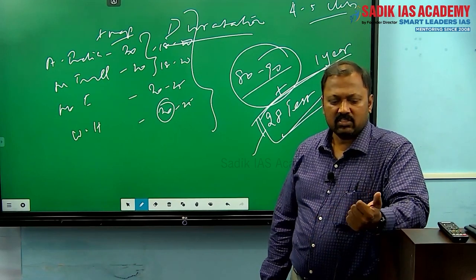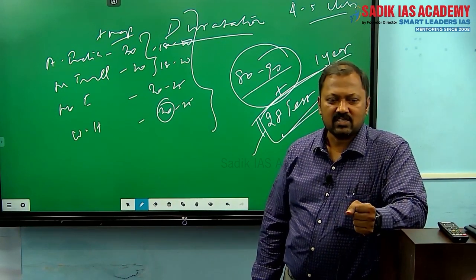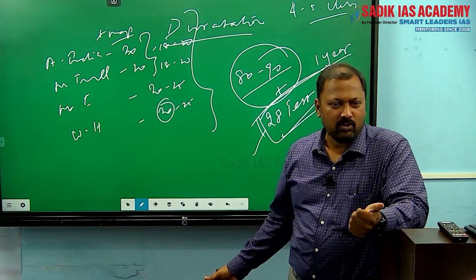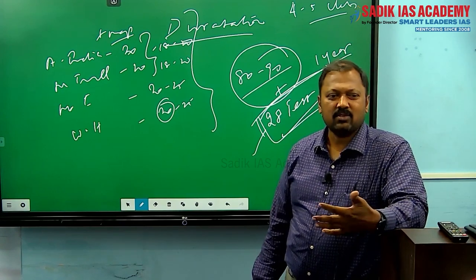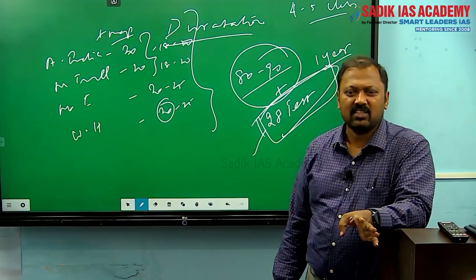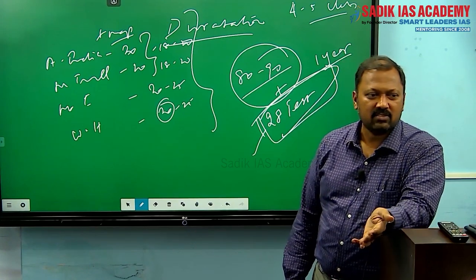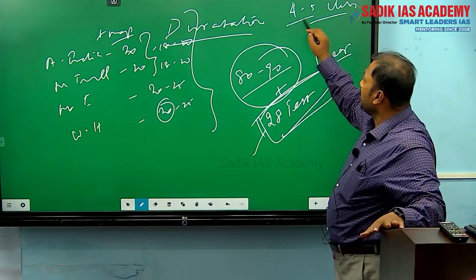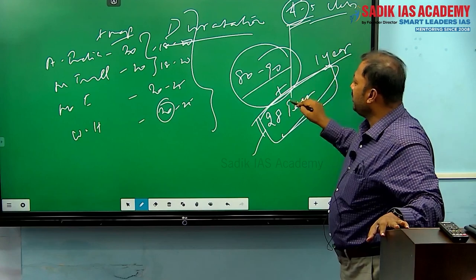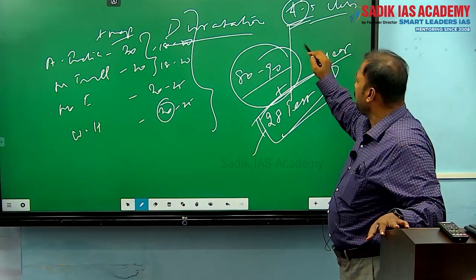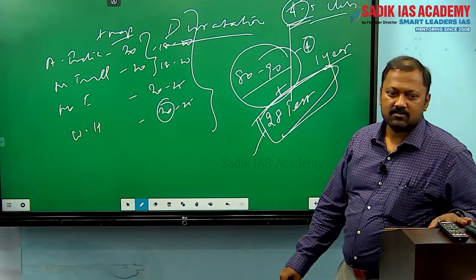Monday, Tuesday, Wednesday, Thursday I will take. These are the 4. If I have to take additional classes, I will take them on Friday, or sometimes Saturday or Sunday, but very rarely, because we have other classes also. So 4 to 5 classes every week. Divide 85 classes by 4, how many weeks is it coming to?